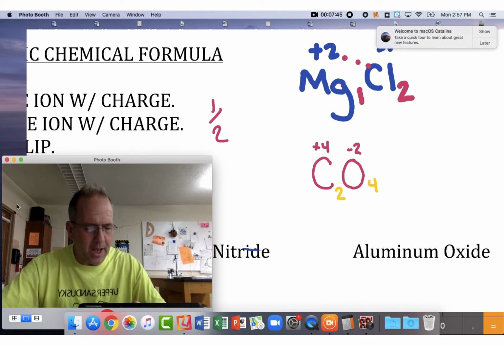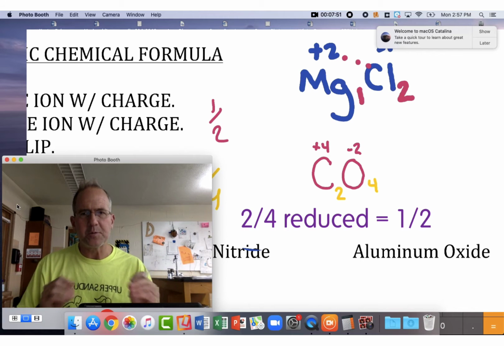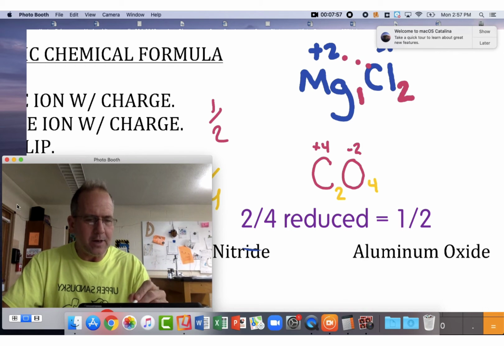Now look at that. 2/4. That's like a fraction that needs reduced. That's what the reducing I'm talking about is. Okay? So you have to reduce those down. How do you reduce it down? Just change.